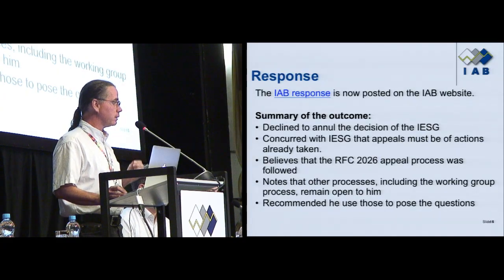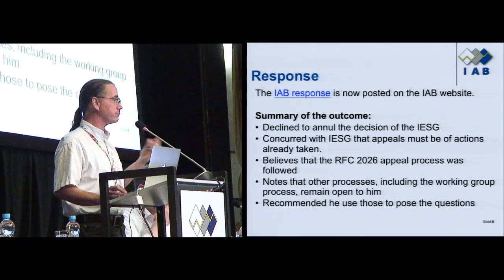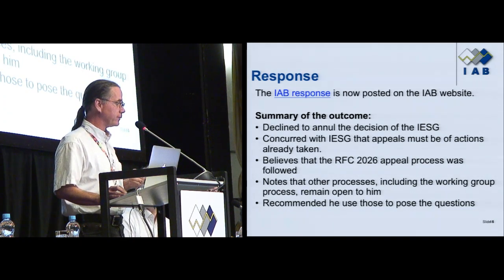And we noted that some of the complaint here was that the appeal process didn't include mechanisms for doing a whole bunch of other things. And we noted to Mr. Morphin that other processes laid out in our documents, including the working group process itself, remained open to him, and those provided avenues, for example, to have the questions which he poses in the appeals to be answered. And we recommended that he use those to pose those questions.